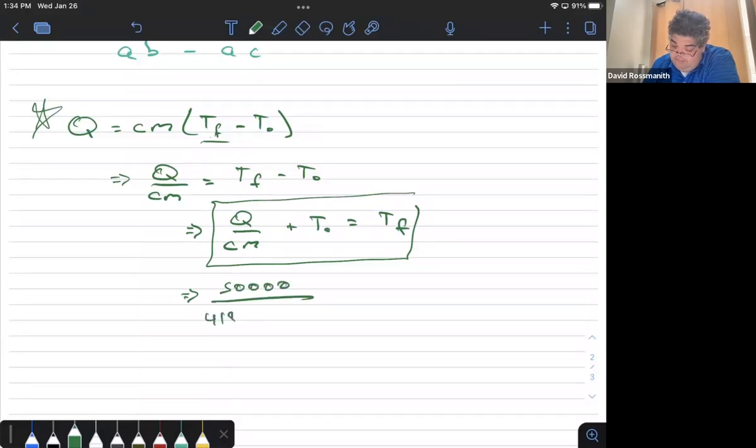C, 4186 times M, 0.25. And then all of that plus the initial temperature, which was 10. And if I do that, that'll give me the same answer I got before. And you can see the algebra looks a little easier here. You don't have all the numbers all over the place. All you have is a bunch of variables. And if you're comfortable moving variables around, this is much cleaner.